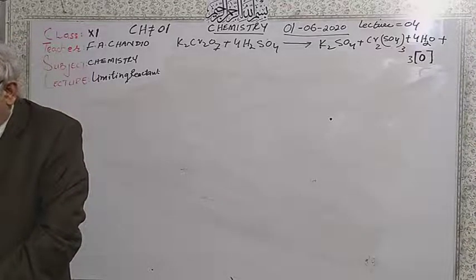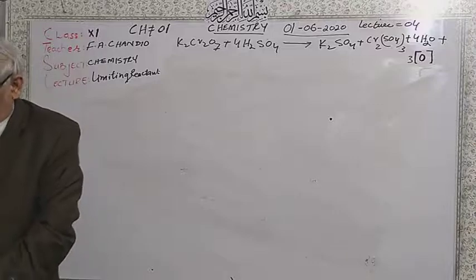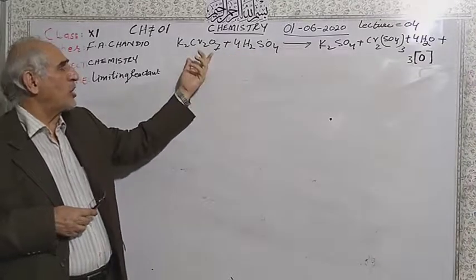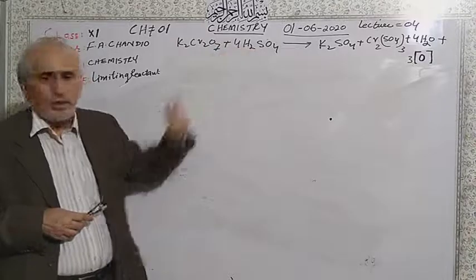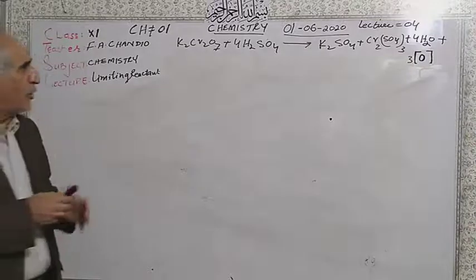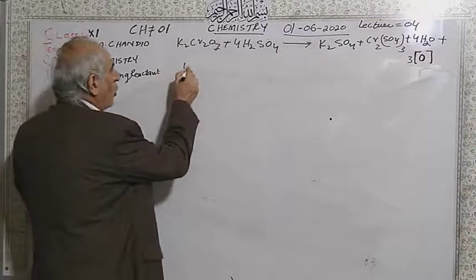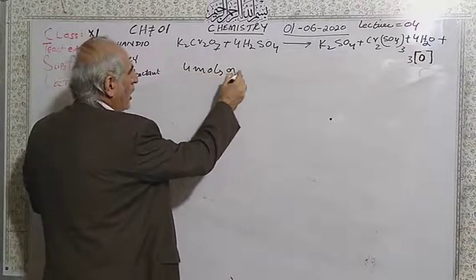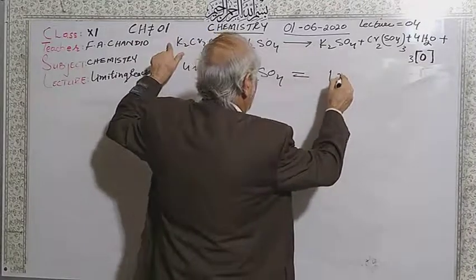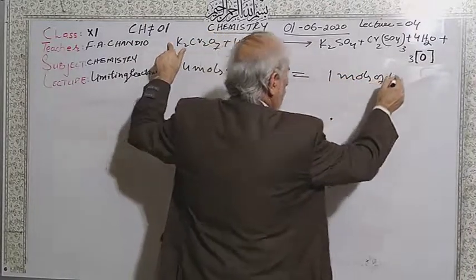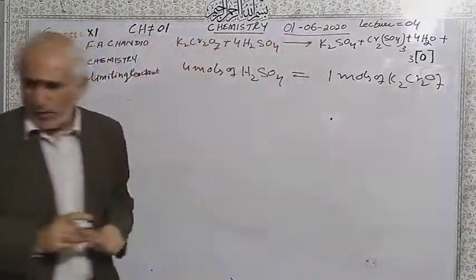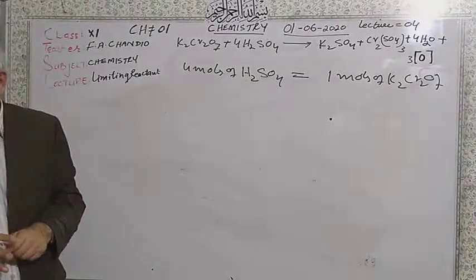So, dear students, you have to calculate this one, because you know the moles of the consumed reactant. We don't know how much of this is consumed, but you know the sulfuric acid. It means that 4 moles of sulfuric acid react with 1 mole of potassium dichromate.